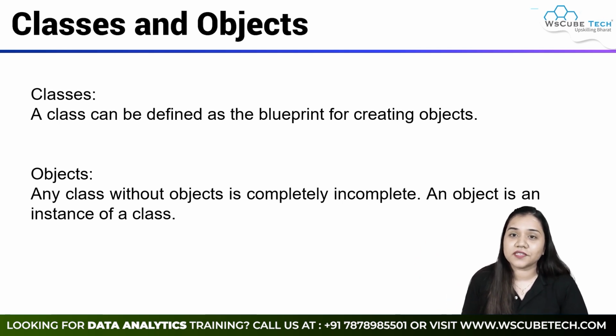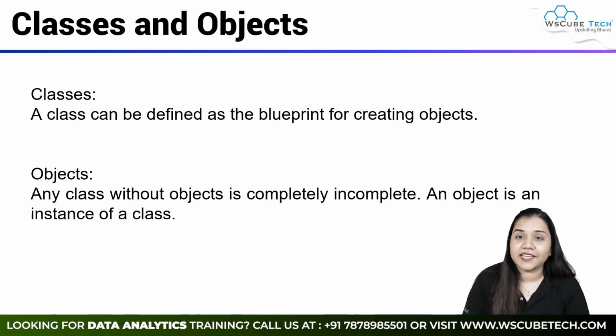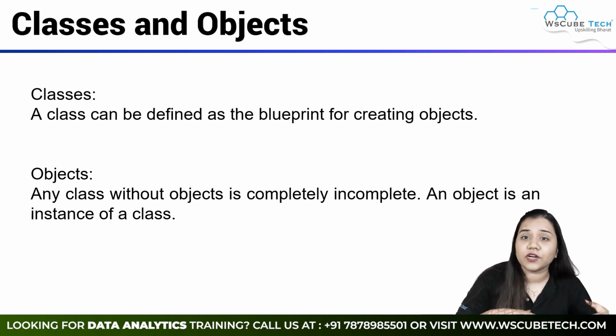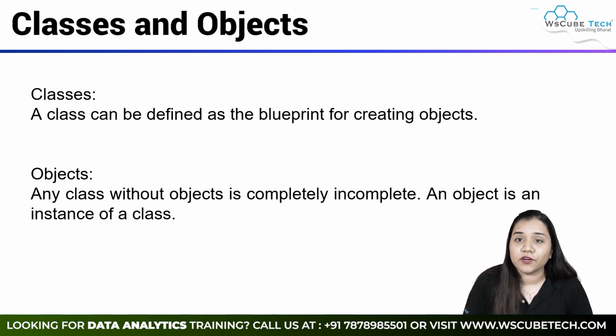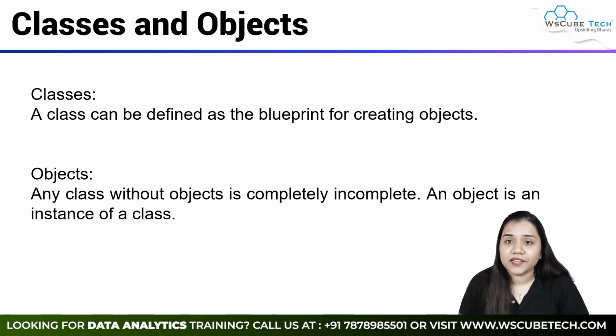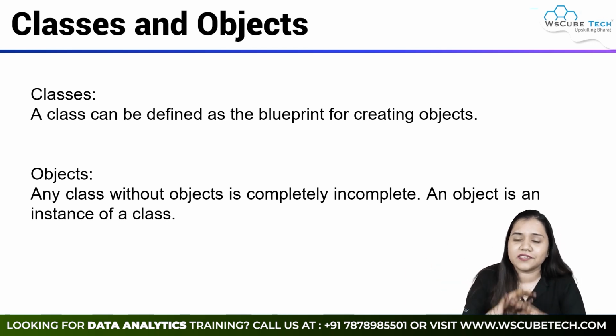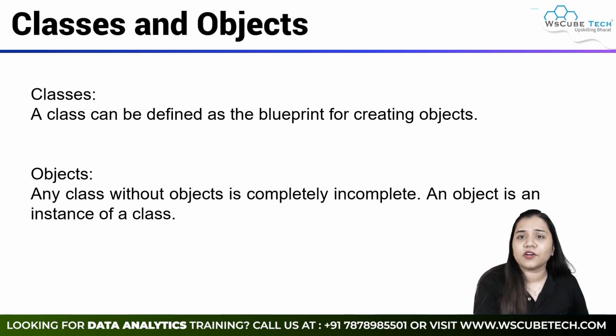Now talking about objects, any class without objects is completely incomplete. What does that mean? Even if we have created a class, suppose we have a chair in our mind, but we have not executed it anywhere, if we have not created a chair, if we have not made anything out of it, it's just a blueprint on a paper, but we have not created the real structure. Then it is incomplete. So an object is an instance of a class. We will be learning how to create these classes and objects in Python.